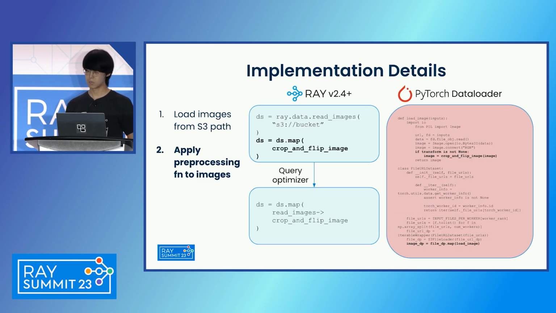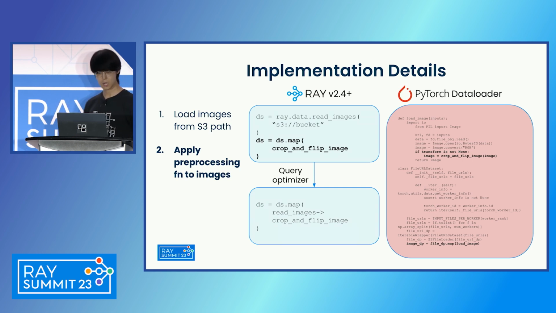Second, we apply a preprocessing function to each of the images. Again, with array data, it's very simple. We can use the built-in map API to apply the function to each image. On the PyTorch side, we have something very similar where you can use the map function to apply whatever UDF over each row.